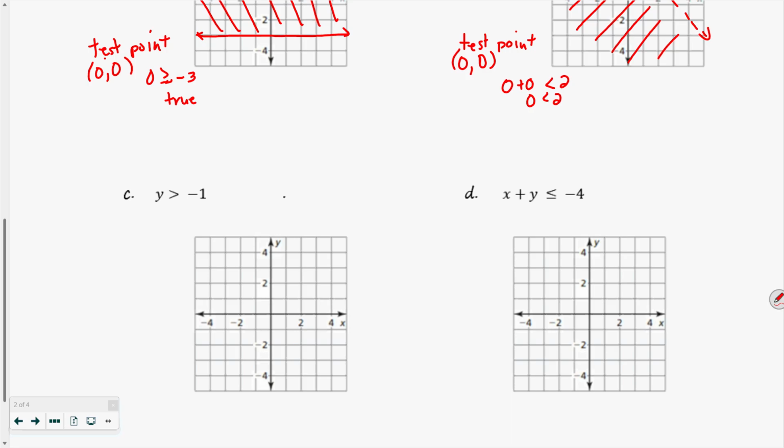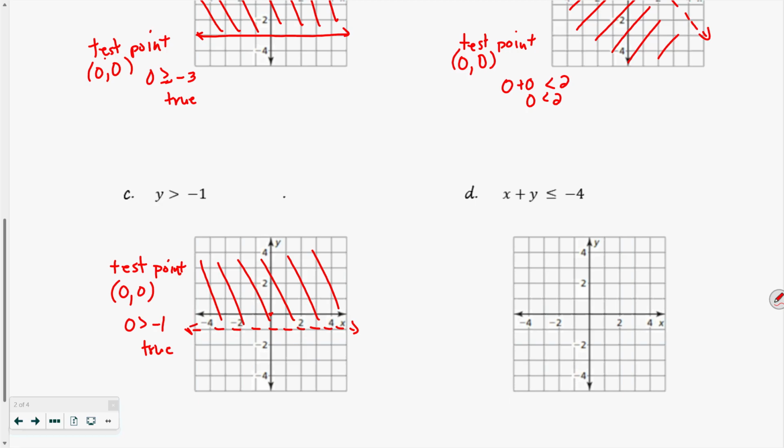All right, part C, I'll go ahead and explain here. Again, this is a horizontal line through y equals -1, and because it is greater than, I will draw a dashed line there. And again, it's everything greater than -1, so my test point there is 0, 0. So 0 is greater than -1, that is a true statement. So I'm going to shade everything on the side of the line where 0, 0 is, so I will be shading on that part of the line.